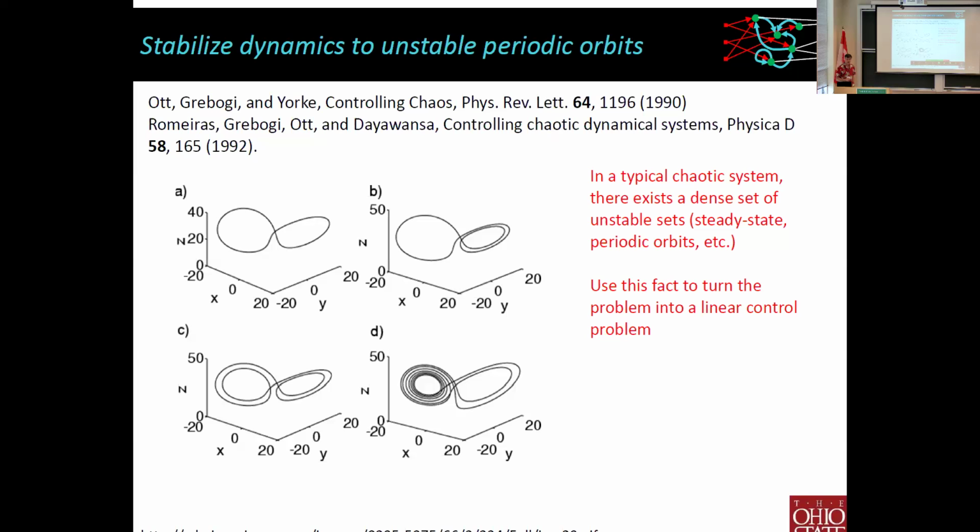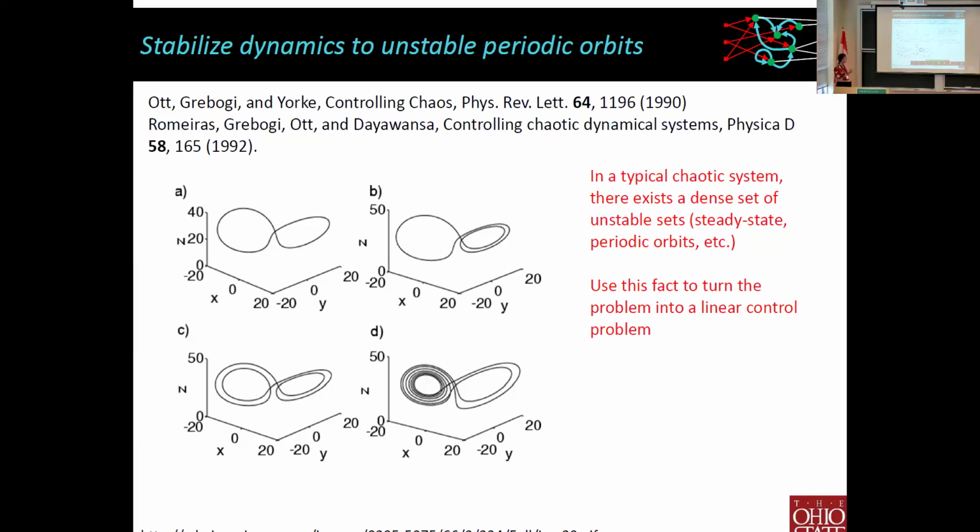So it was Ed, and I see he's sitting here in the audience, back centuries ago, who came up with a technique for controlling chaotic dynamics. And what they realized is that there is a skeleton of unstable periodic orbits embedded in the chaotic attractor, and that these give us a target for trying to do control.